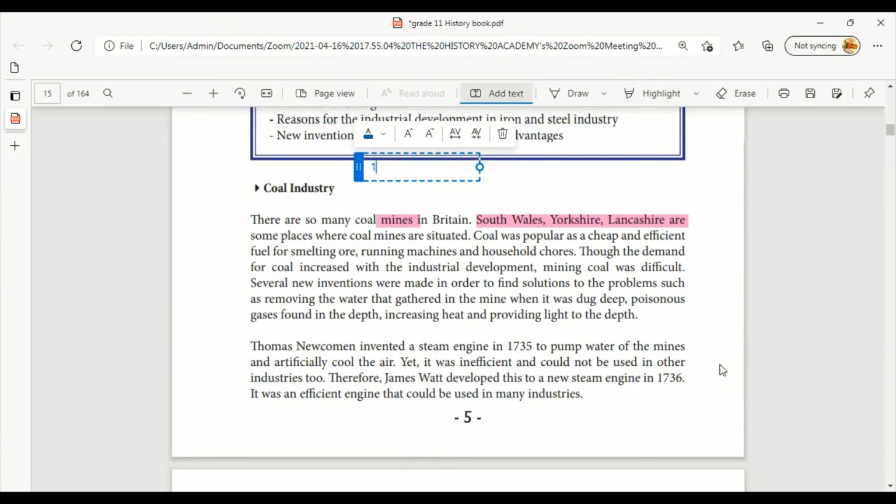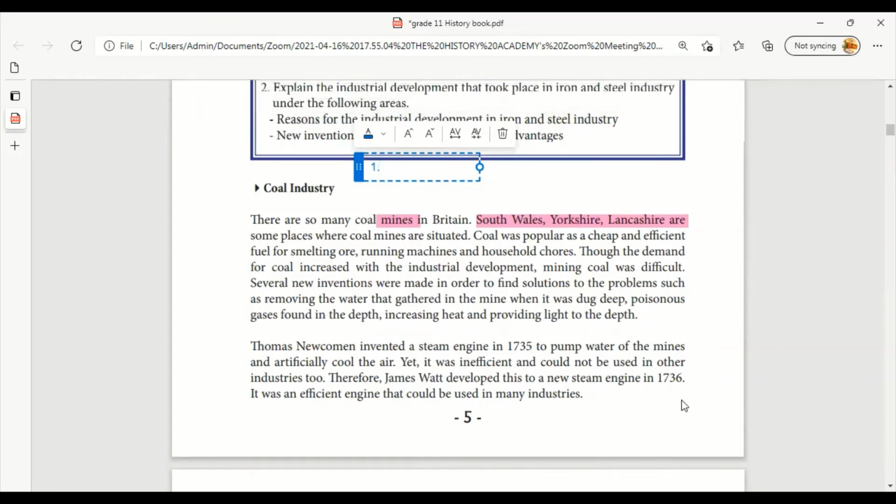The first problem is the problem of removing water from the mine, right? So this is the first problem they faced in the extraction of coal. The second one is poisonous gases found in the mine when it was dug deep, right? So when it was dug deep in order to extract coal, there was poisonous gas.